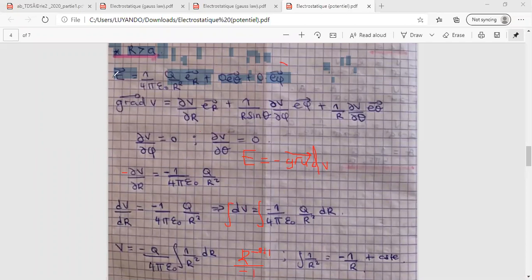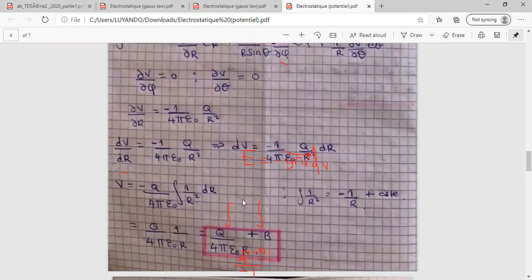So after this, I go ahead and multiply. I'm going to have my integral of this, which I found is equal to this plus a constant. The negative and this negative will cancel each other, and then I'll have Q over 4 pi epsilon 0 times this, plus a constant, which we represented by B.